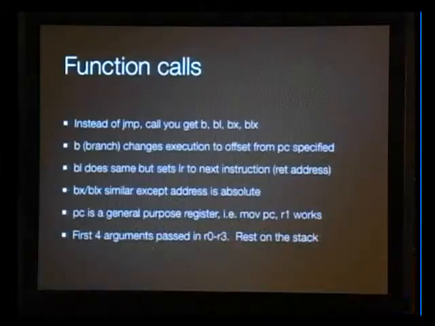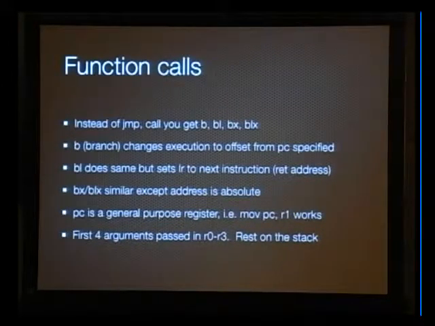Okay, so how do function calls work on ARM? Well, instead of jump and call, you get B, BL, BX, BLX. B is branch, and BL branches and sets the link register to the return address, so you can get back to where you started.